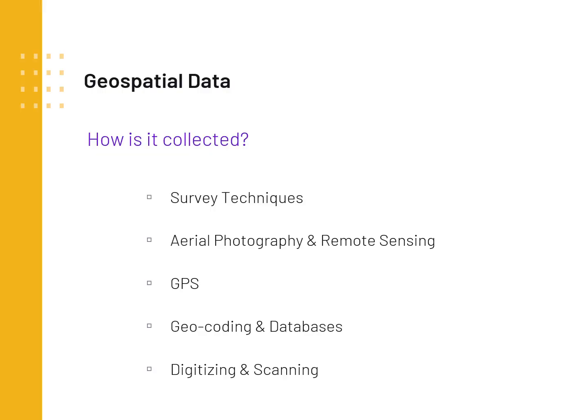So now that we know a little bit about what geospatial data is, how do we get it? How's it collected? Well, there are a number of ways, and we're going to list them here and then go into a little bit more detail. There's survey techniques, there's aerial photography and remote sensing, there's GPS or global positioning systems, there's geocoding and databases, as well as digitizing and scanning.